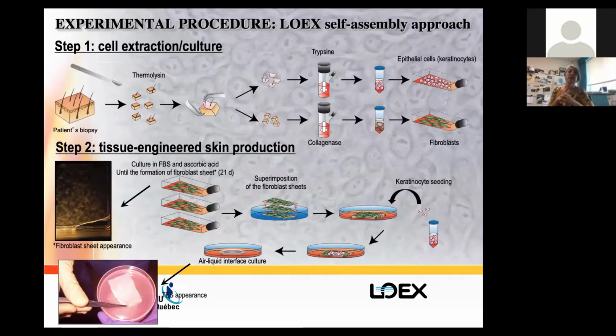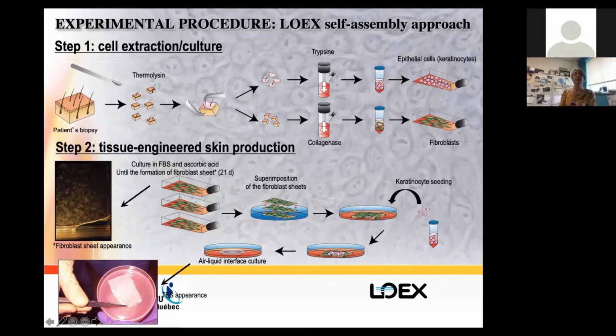So what is the method to produce skin substitutes? In fact, briefly, the skin biopsy is treated by thermolysin, an enzyme that allows the separation between dermis and epidermis. And after separation of these 2 parts, we use other enzymes that can isolate the cells, and then we can culture keratinocytes and fibroblasts separately. After that, we can start to produce the skin substitutes.